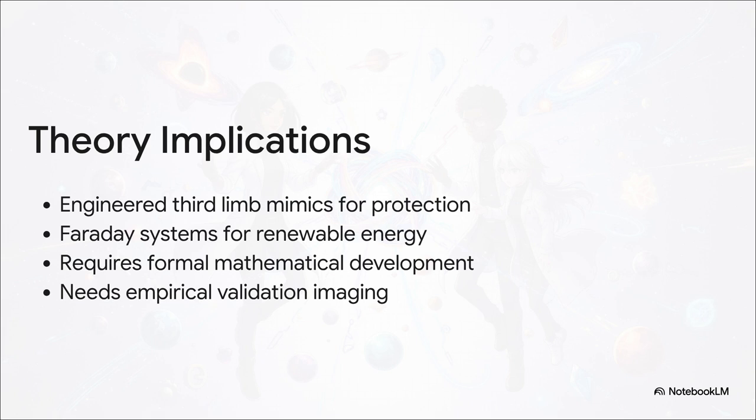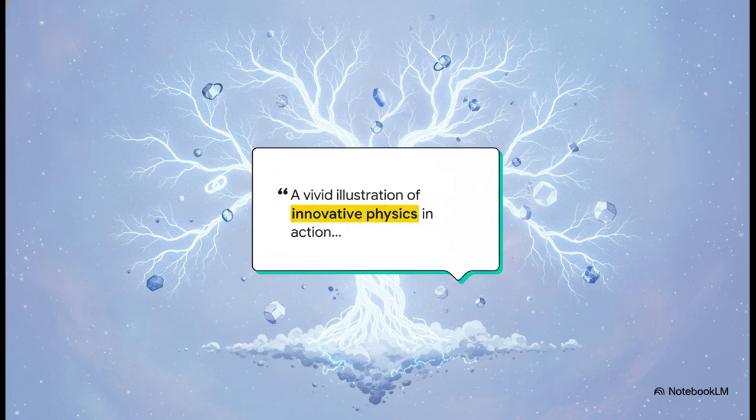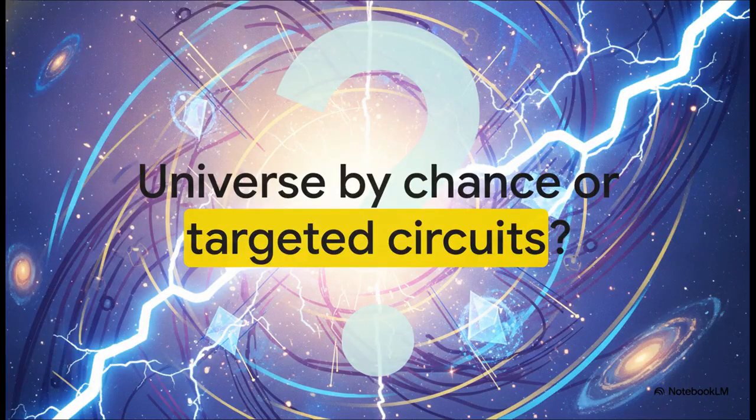So, the crucial point is captured perfectly in this source analysis. The lightning tree is not destruction by chance, but a vivid illustration of innovative physics in action. Whether or not this unified theory ultimately passes rigorous scientific testing, it offers a fascinating paradigm shift, right? It challenges us to look at a chaotic storm and see profound, self-organizing structure instead of just random noise. It leaves us with one final, huge thought. Does the universe operate by random chance, or through beautifully interconnected targeted circuits?